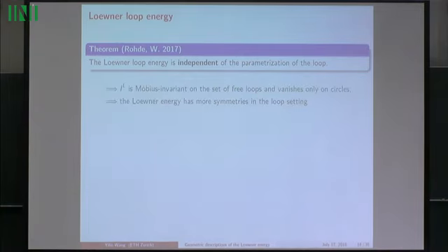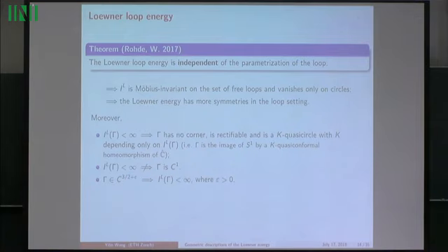So therefore the Loewner energy actually has many more symmetries than reversibility, and you can move even the boundary point around. Therefore we define this energy as a Möbius invariant quantity on the set of free loops sitting in the Riemann sphere, and it vanishes only on circles.